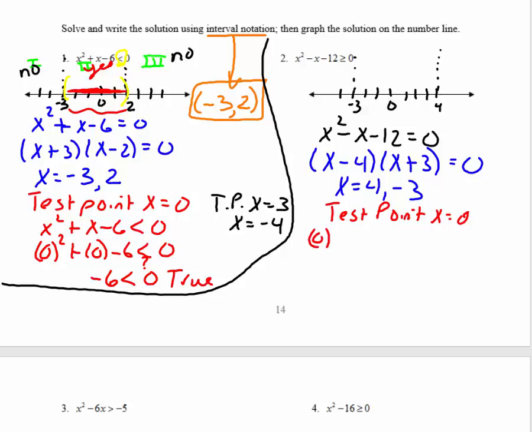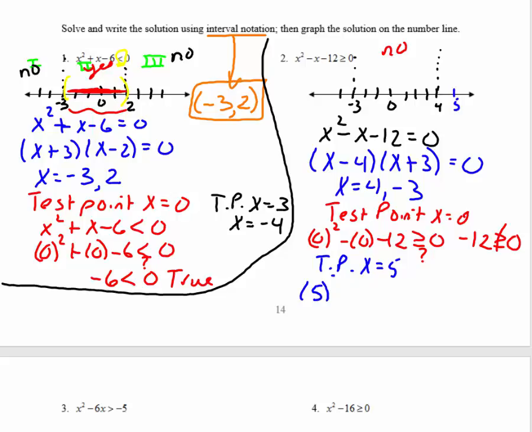So I'm going to plug in a 0, so 0 squared minus 0 minus 12 is supposed to be greater than or equal to 0. Well, this tells me that negative 12 is greater than or equal to 0, which is not true. So 0 did not satisfy that inequality. So let's try a test point on the right side. Test point, I'm going to let x be 5, because 5 is to the right of 4. Let's see if 5 works.